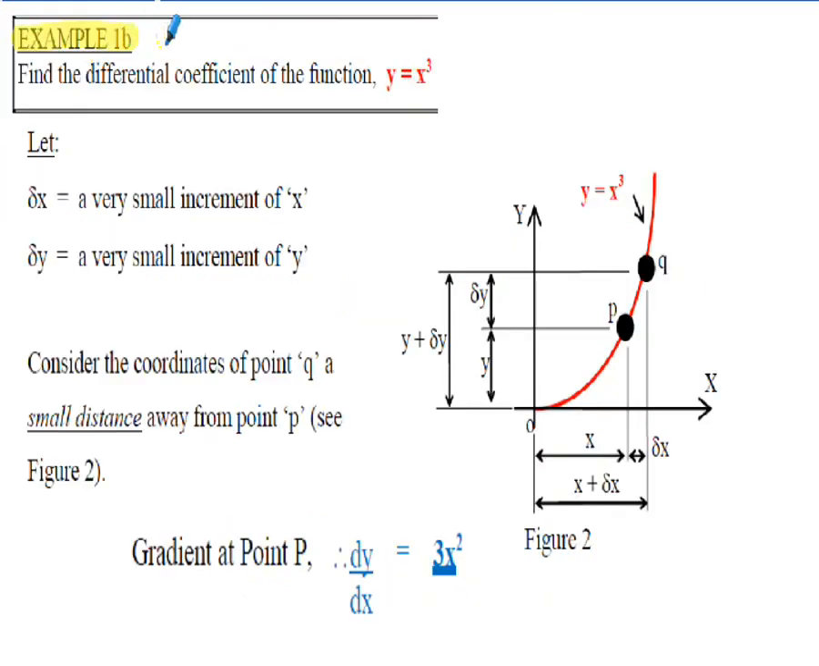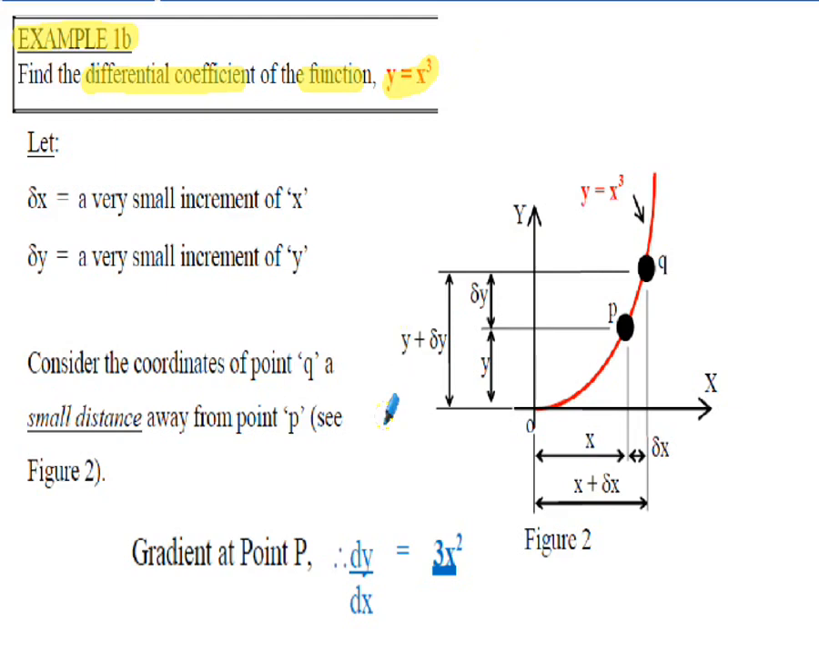Example 1b. The process we're going to use here is almost identical to that of example 1a. We're going to find the differential coefficient of a function, but this time the function given is y is equal to x cubed. All the assumptions are the same. The delta x is a very small value in the x direction, the delta y is a very small value in the y direction. And we're going to go through exactly the same classical differentiation process with the y is equal to x cubed term here as we did with the y is equal to x squared in example 1a.